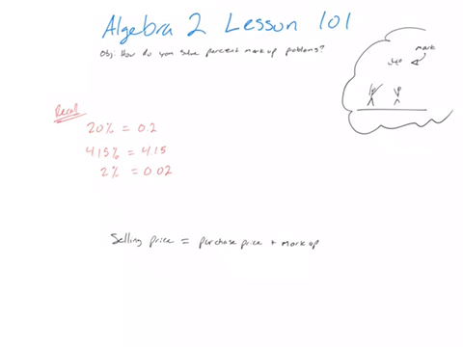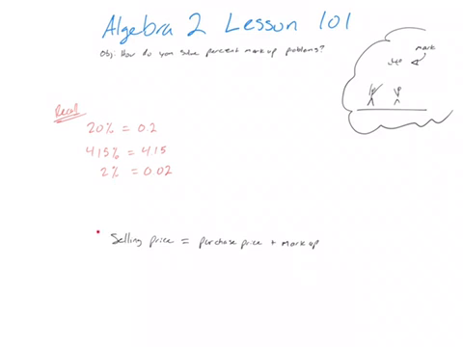Please recall that if you have 20%, it's the same thing as writing 0.2. If you have 415%, the same thing as writing 4.15. If you have 2%, the same thing as writing 0.02.